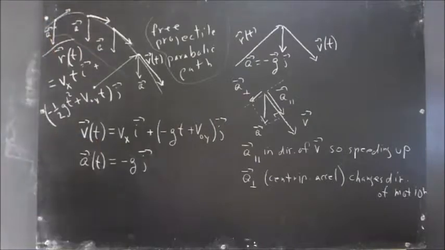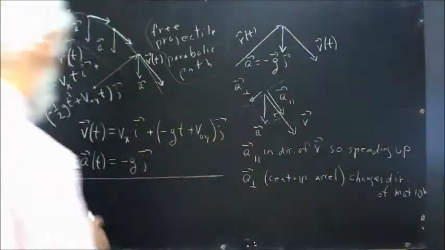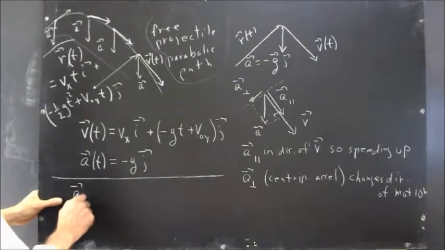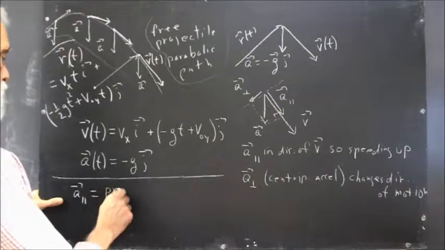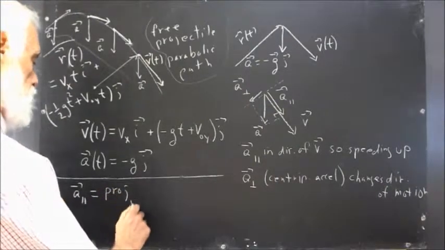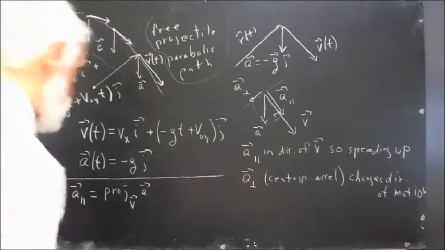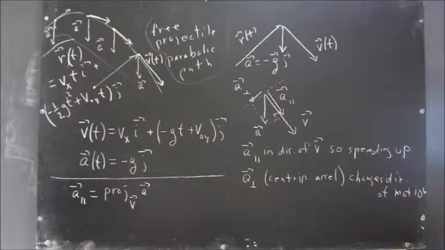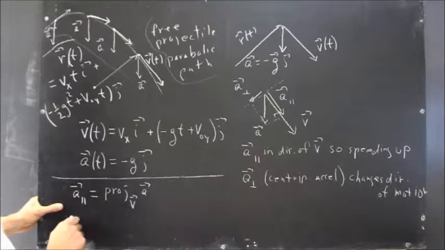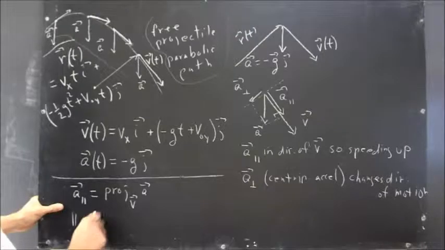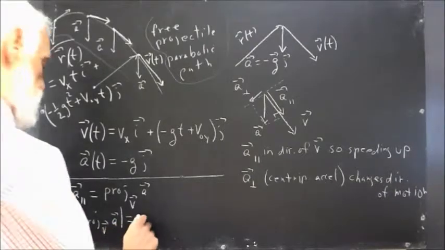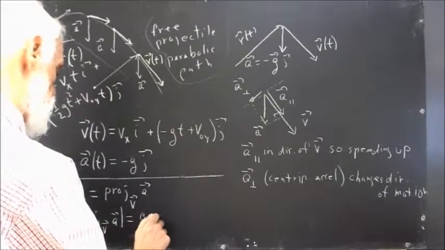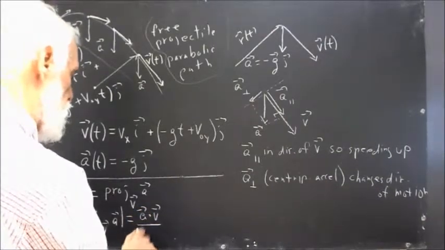Okay? Now, how would we calculate these quantities? Well, A parallel equals the projection onto V of the A vector. The magnitude of the projection onto V of the A vector is just A dot V divided by the magnitude of V.